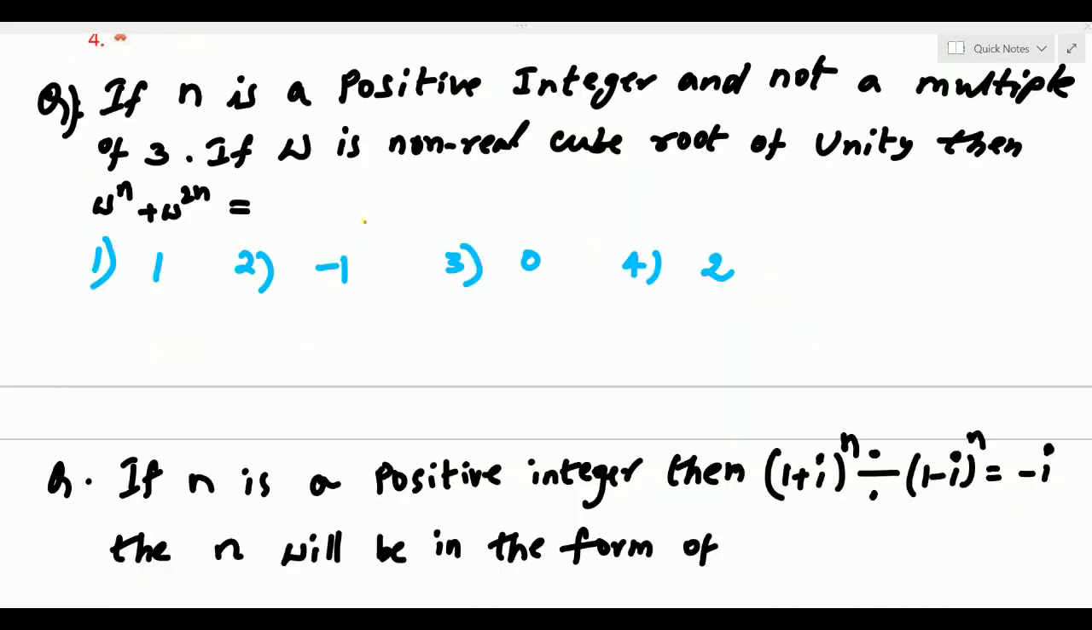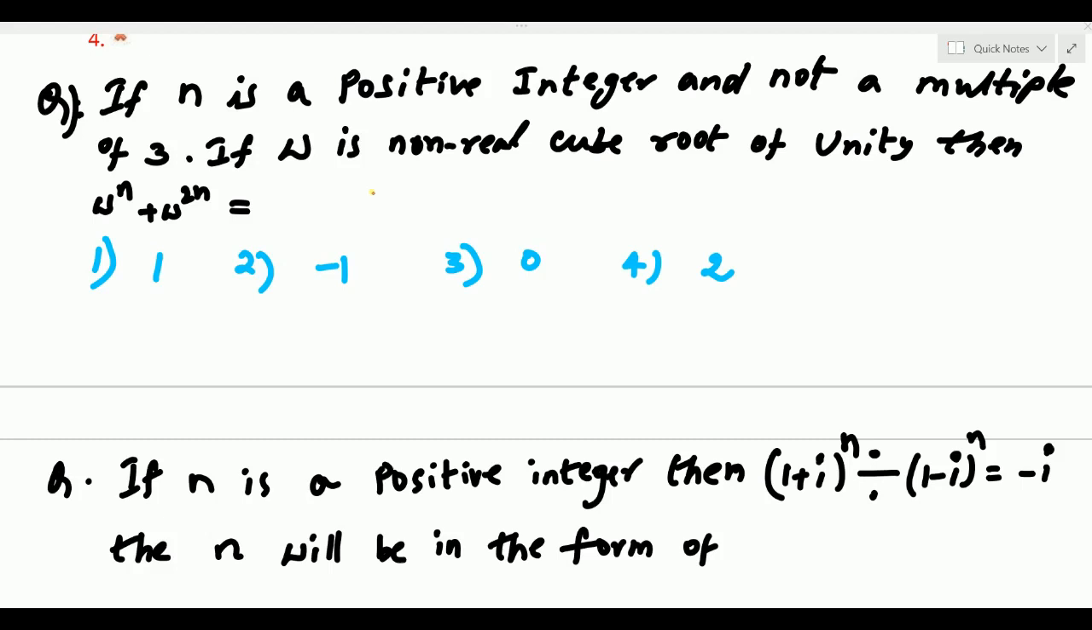Okay, look at this question. Here the printing got missed. I wrote the question. The options also got missed. This is the second question. If n is a positive integer and not a multiple of 3, if omega is a non-real cube root of unity, then omega power n plus omega power 2n, the result is asked. What is being asked? Omega power n plus omega power 2n. Okay now? Simple, n is not a multiple of 3, he said.